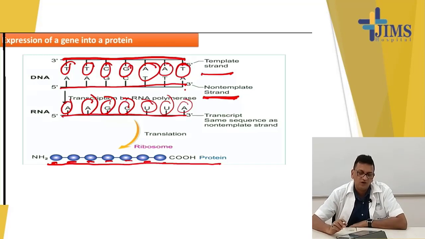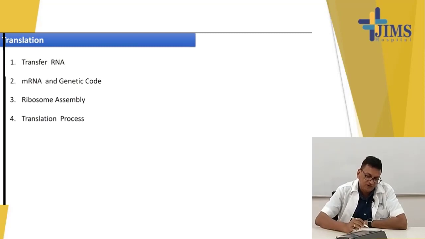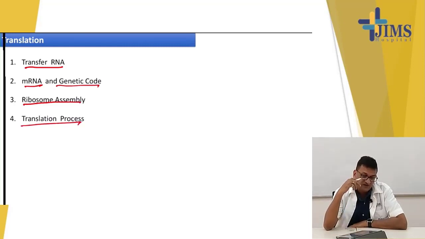Now this is what we are going to learn in today's class. When we talk about translation, there are basic features which we should know. One is the transfer RNA, the second is the mRNA and the genetic code, which is extremely important. The third is ribosomal assembly, and the fourth is the translation process. So with this we continue our discussion on translation of proteins.